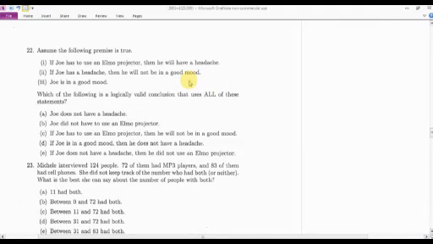Okay, question 22. Assume the following premise is true. If Joe has to use an Elmo projector, then he's going to have a headache. If Joe has a headache, he will not be in a good mood. Joe's in a good mood. Which of the following is a logically valid conclusion? Basically, using all three of these premises, which one would make sense as a conclusion?